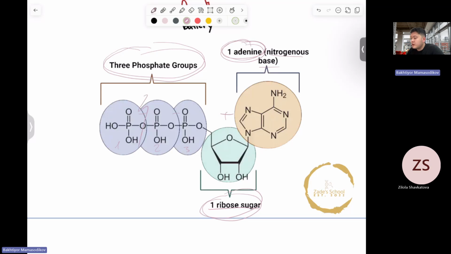When you remove one phosphate, the energy in the bonds of that phosphate is going to be released. So the structure of ATP is made of three parts: adenine, ribose, and three phosphate groups. The energy is stored in the bonds between the phosphate groups, especially the bond between the second and the third phosphate. If I count correctly, that's first, second, and third. The most energy is located between the second and the third phosphate.